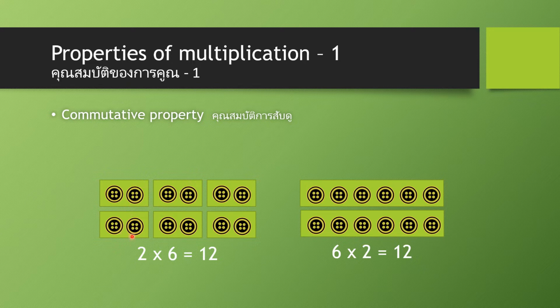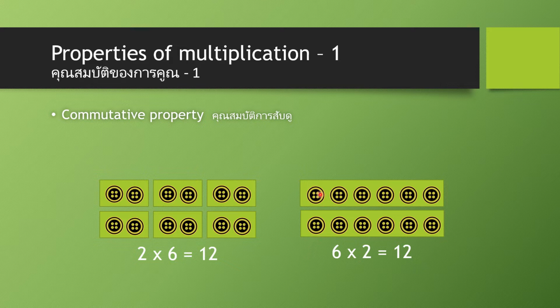1, 2, 3, 4, 5, 6. So 2 times 6. What is the answer? 1, 2, 3, 4, 5, 6, 7, 8, 9, 10, 11, 12. 12. Okay. Same way you can say here it is two buttons in this box, and like that you have six boxes. But now we have two big boxes, and in these two big boxes you can put six buttons. 1, 2, 3, 4, 5, 6. 1, 2, 3, 4, 5, 6.